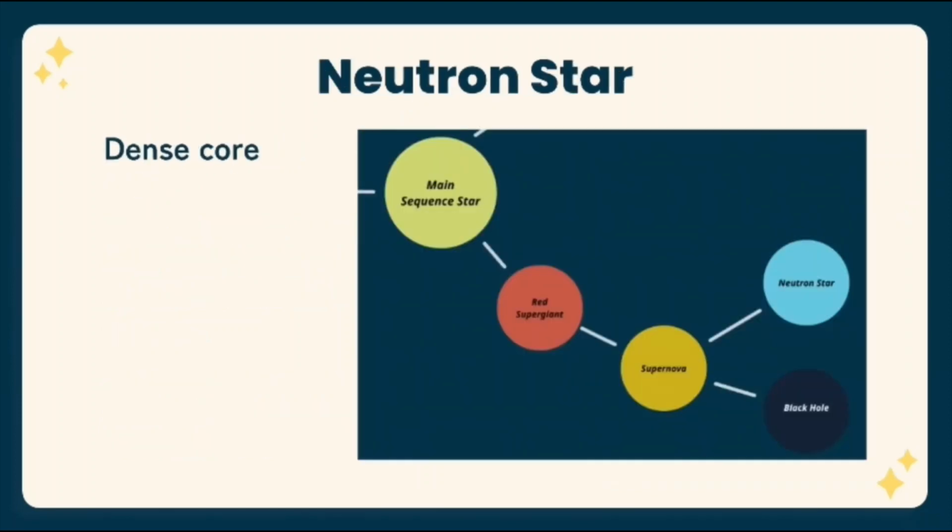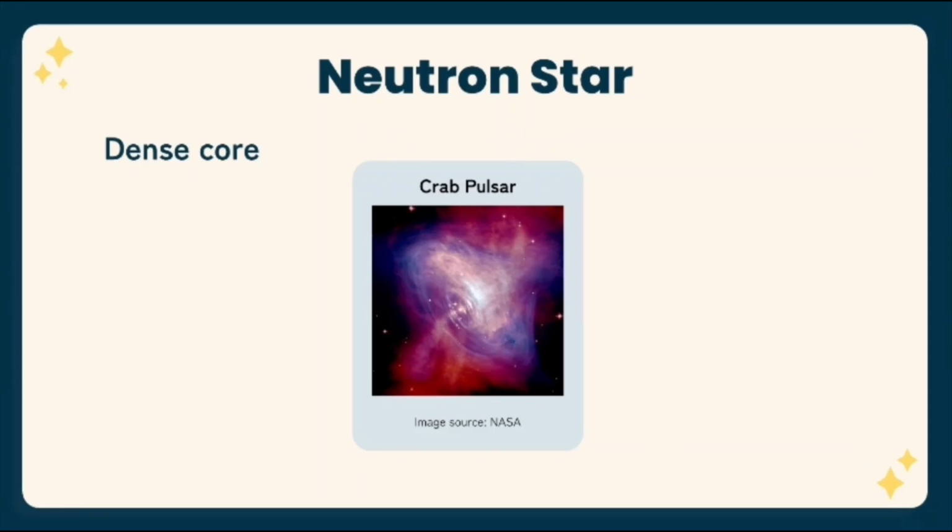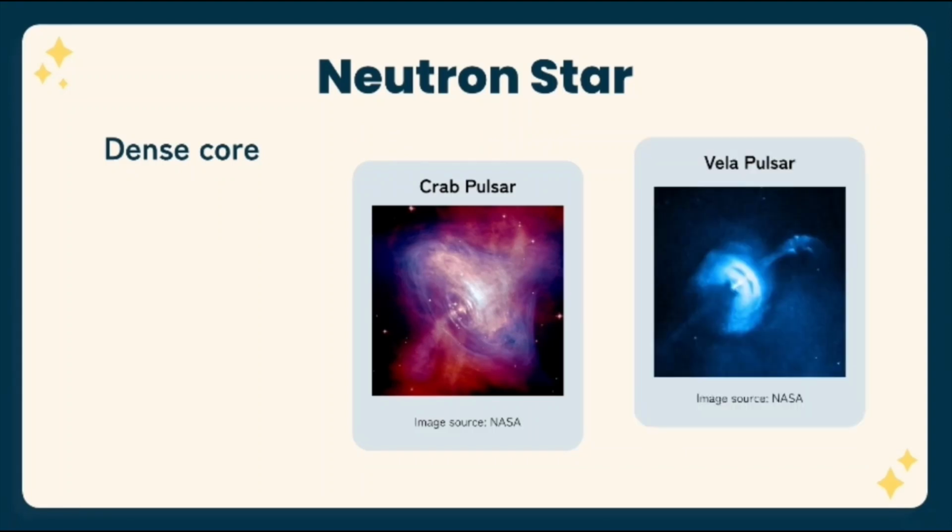Now if the star was just very big, still big though, it will condense into a very dense core called a neutron star. The name comes from the fact that they consist of neutrons, which are densely packed together. Examples include the Crab pulsar and the Vela pulsar. And in case you are wondering, a pulsar is basically a rapidly spinning neutron star.